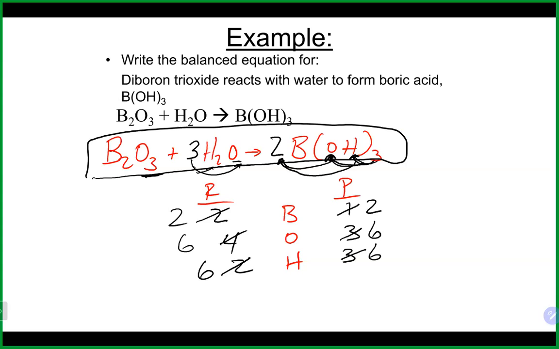So again, you got parentheses, you got to distribute, and then the front number, again, gets distributed to everybody on the back end there. Any questions on that one?